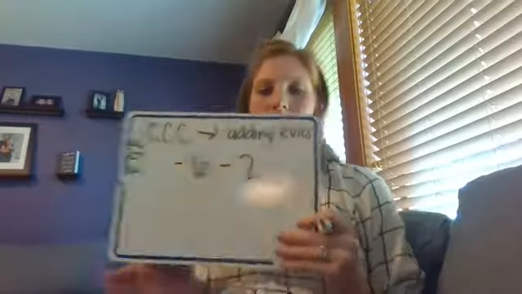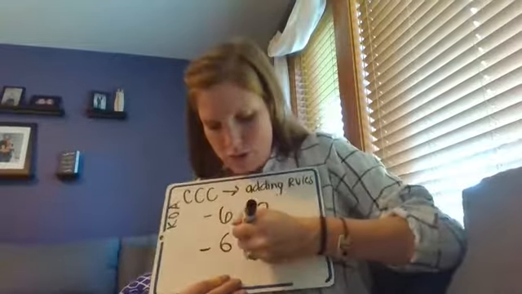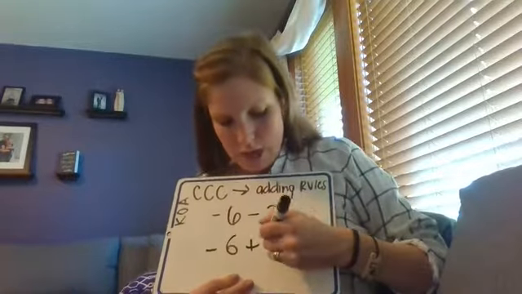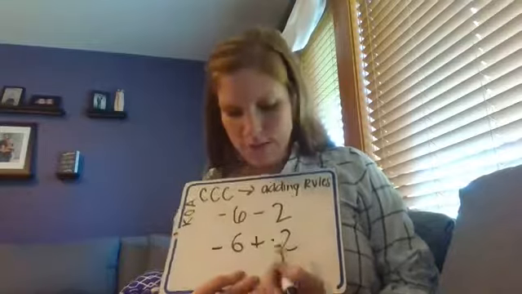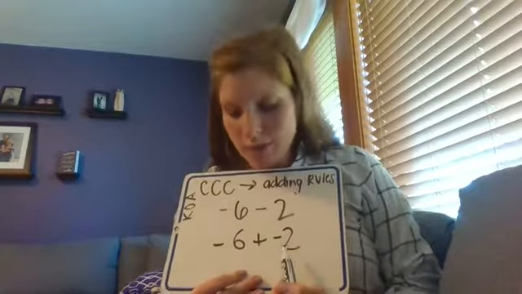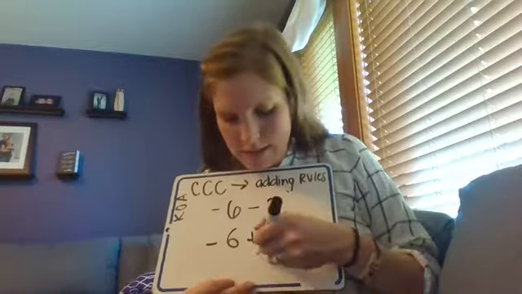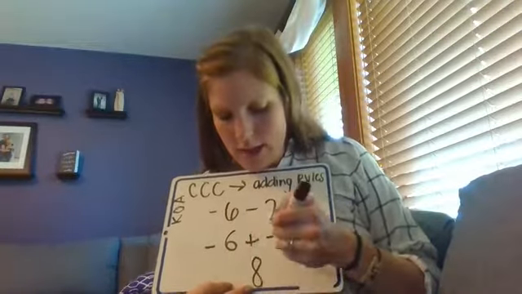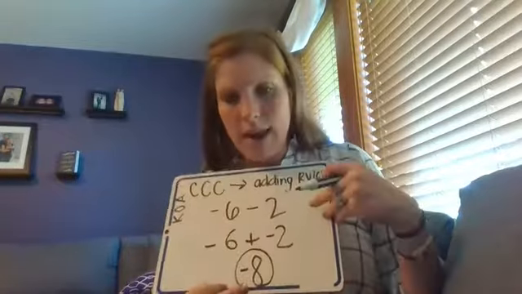Let's do -6 minus 2. Again, my rule is copy, change the subtraction to addition, and change +2 to -2. Now I have -6 plus -2, and I'm going to use my adding rules. Same signs, add and keep. So these ones do have the same sign. 6 plus 2 is 8. Keep the sign, which is negative on both. And so I've got -8.